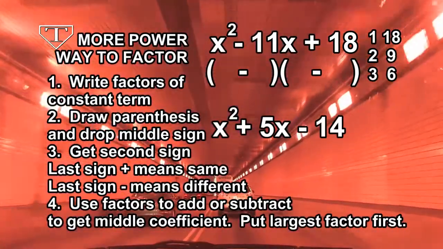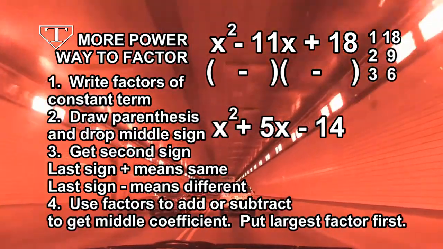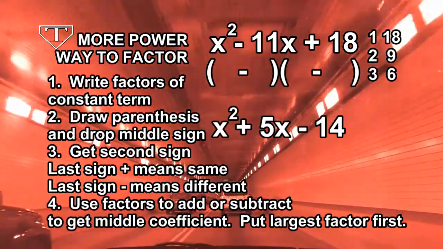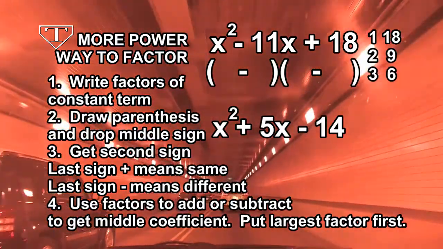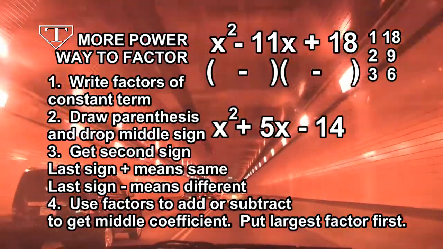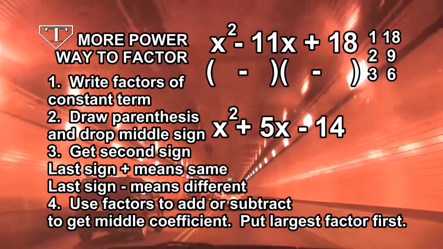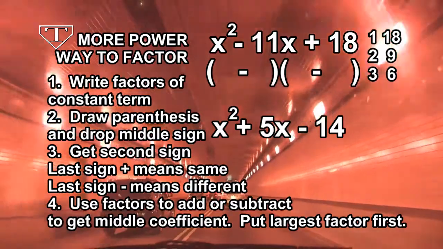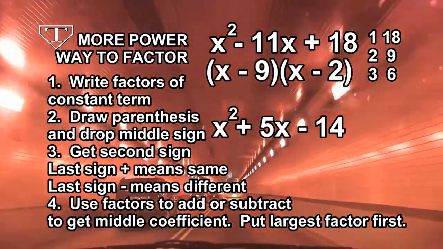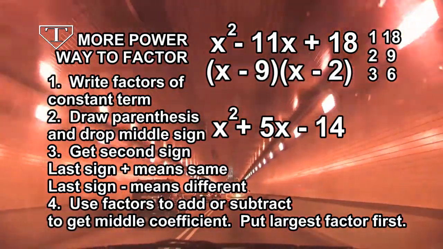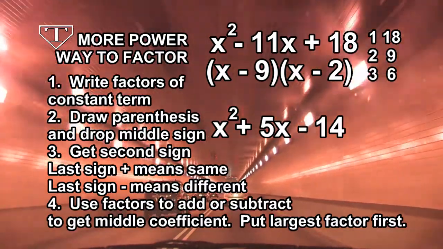Since our signs are the same, we're going to add the factors of 18 to get the middle coefficient of 11. The factors of 18 that add to 11 are 9 and 2. Remember to put the largest factor first. That means our answer will be x minus 9 times x minus 2.